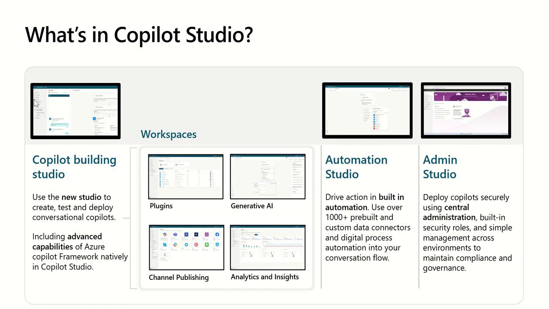So you'll see us talking a lot about Copilot Building Studio, because that's where you'll find the key workspaces like plugins, which enables you to extend it further with many connectors out of the box. Generative AI, which I'm going to talk a lot about today, probably, is the newest kid on the block. But we also have, as we used to with Power Virtual Agents, full control over where we publish our copilots to. So we have channel publishing, and then we can measure the success of our copilots through analytics and insights, right? So all of that is part of the building studio.